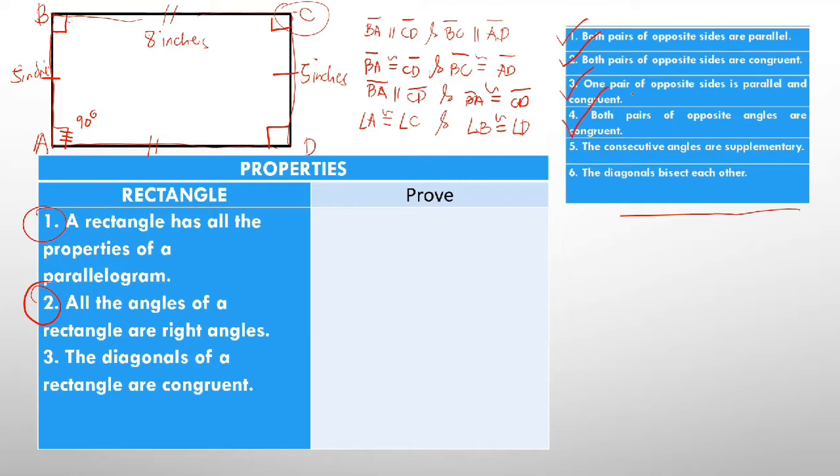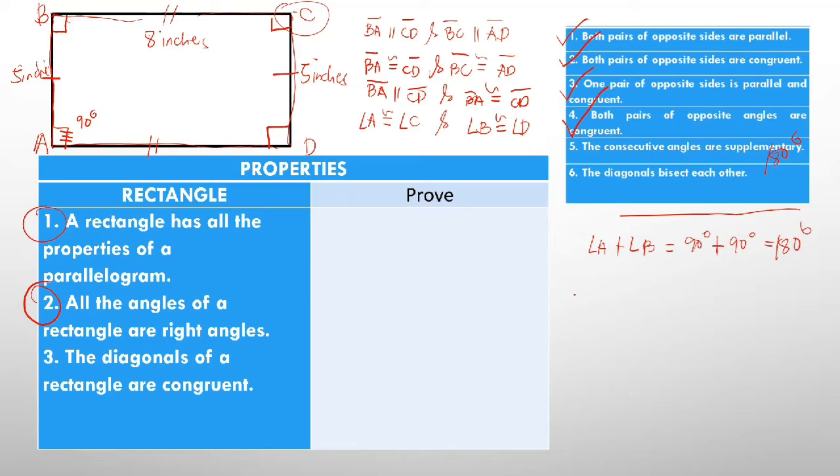The consecutive angles are supplementary. So, dapat yung magkasunod na angles natin ay equal sa 180 degrees, which is our supplementary angle. Let's try to add the consecutive angles. Let's start with angle A plus angle B. Angle A is equal to 90 degrees and angle B is equal to 90 degrees, and it is equal to 180 degrees. So, the first consecutive angle pair is supplementary.